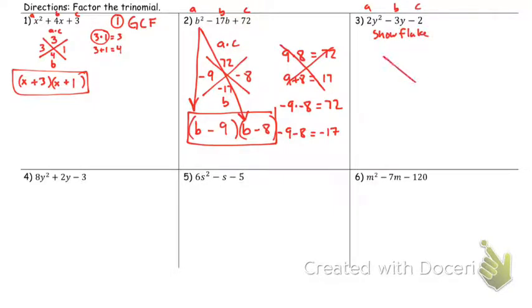So the snowflake method is like the X, but we have to put an extra line in. So this is still your A times C, and this is still your B. A times C in this case is 2 times -2, that's going to give me -4. Careful with your sign here, but it's -4. My B is -3.